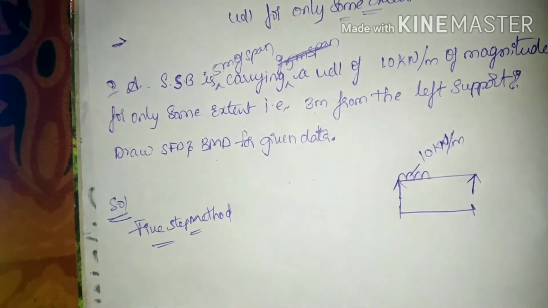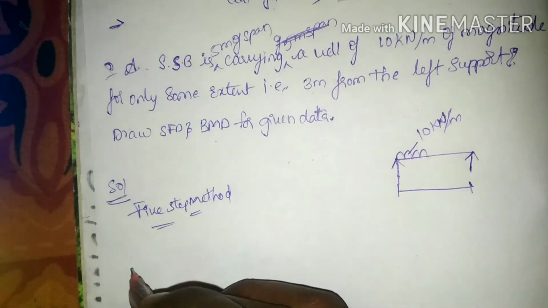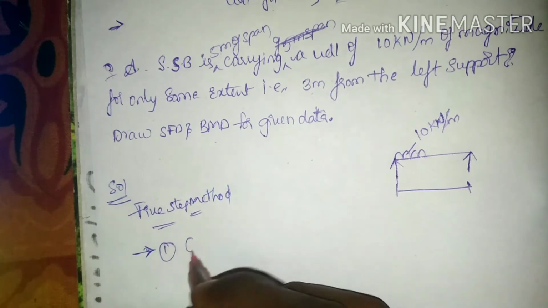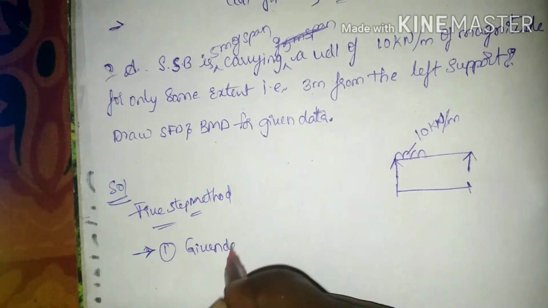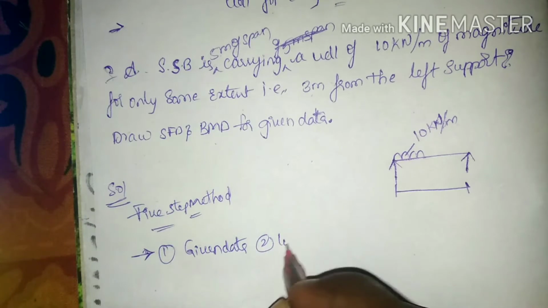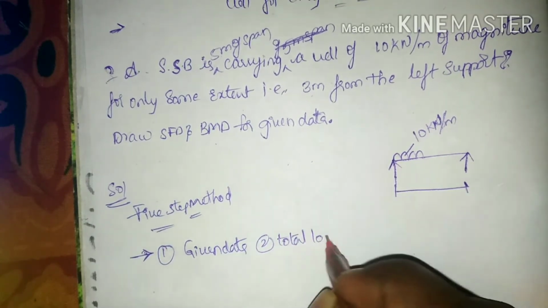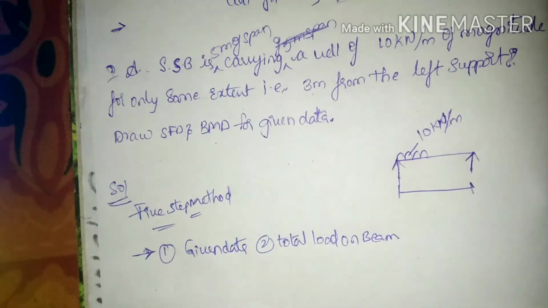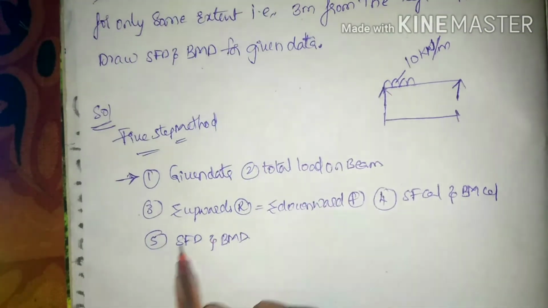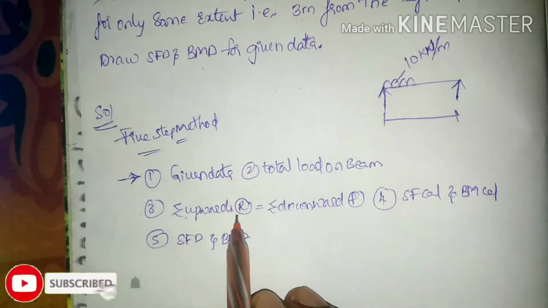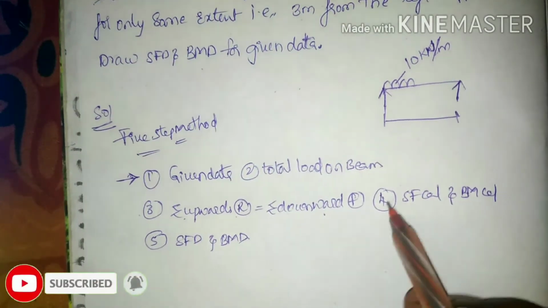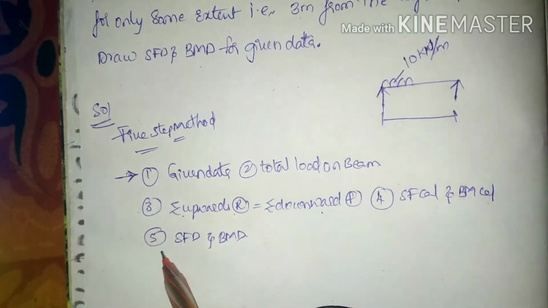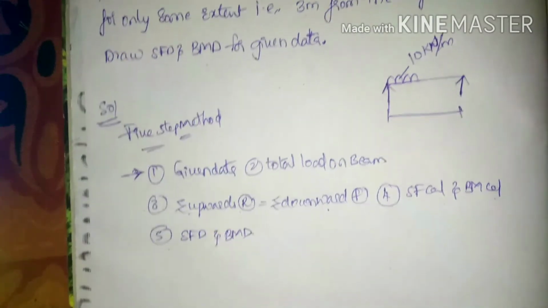Here we have a 5-step method to follow in this problem: number 1, given data; number 2, total load on beam; number 3, summation of upward reactions is equal to downward forces; number 4, shear force calculation and bend moment calculation; number 5, shear force diagram and bend moment diagram.